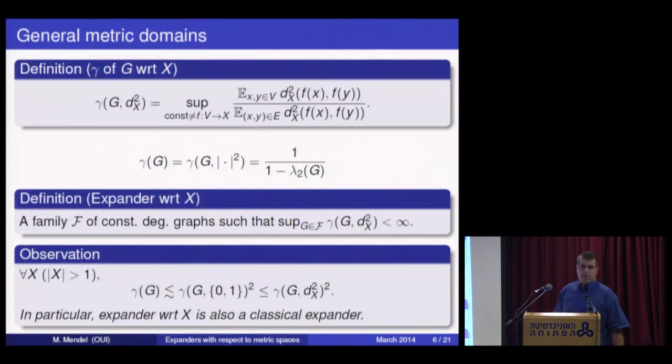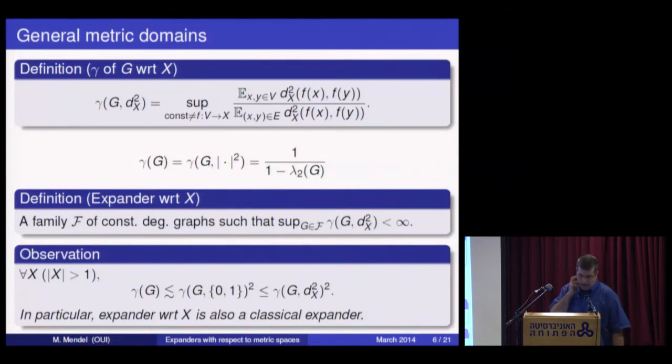Now, obviously, if X is non-trivial, the metric space that we care about contains more than 2 points, so you can see from the definition of gamma that it must be larger. So if gamma with respect to X is uniformly bounded from infinity, then so is the reciprocal of the spectral gap of G. Okay, so this is a very simple observation.